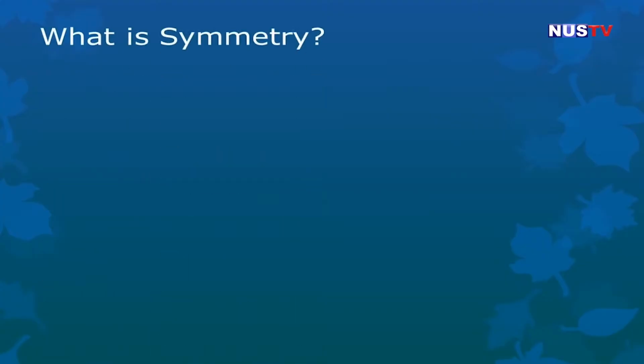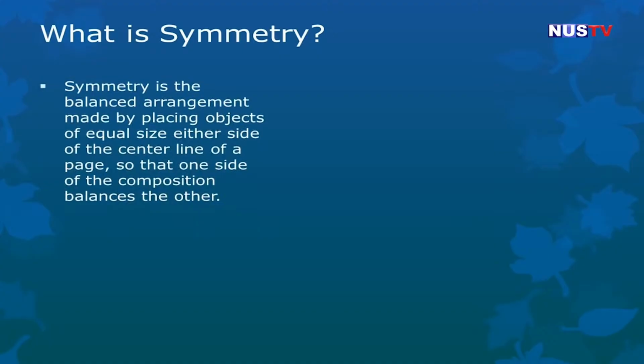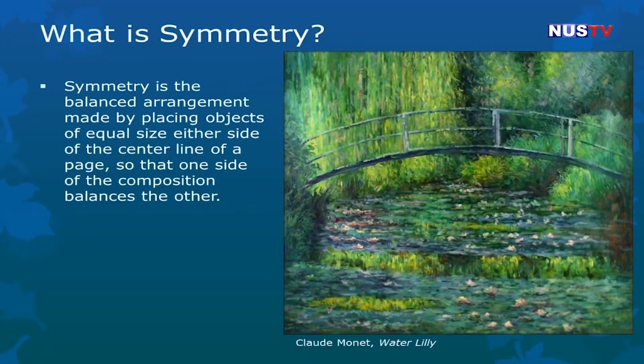What is symmetry or symmetrical? Symmetry is the balanced arrangement made by placing objects of equal size either sides of the center line of a page so that one side of the composition balances the other. Let us look at the painting by Claude Monet. When we place a line in the center of the painting, we will see that both sides are the same or similar.